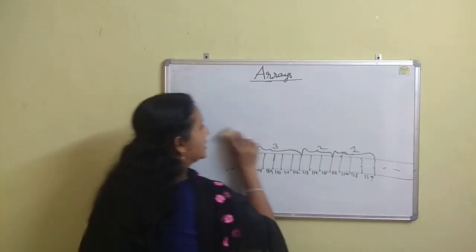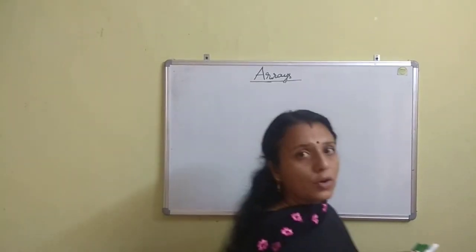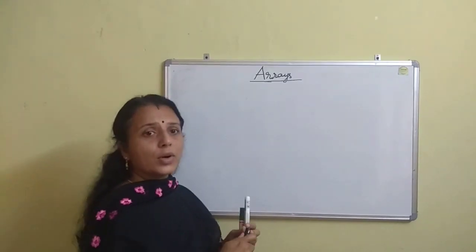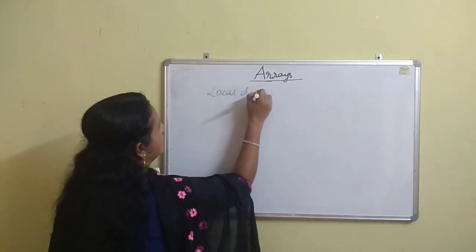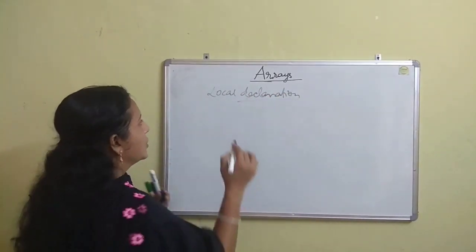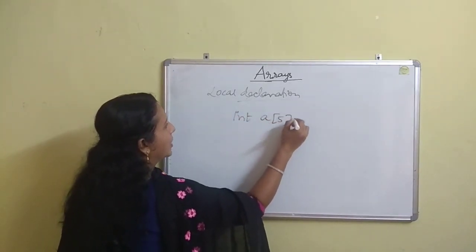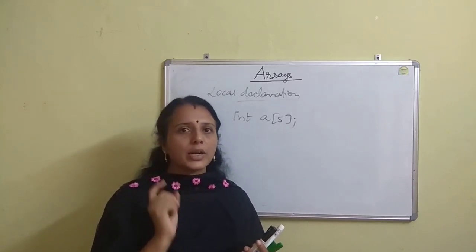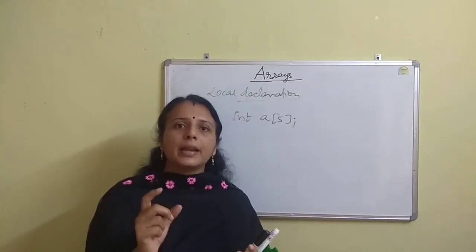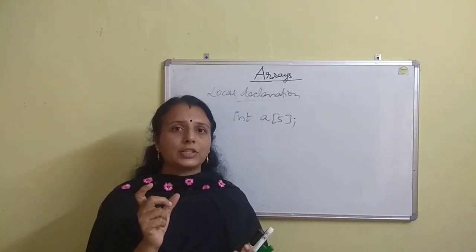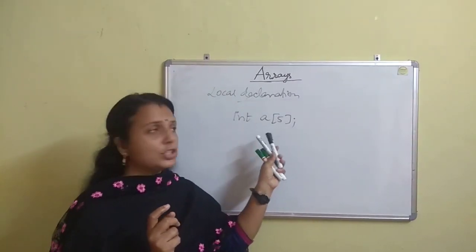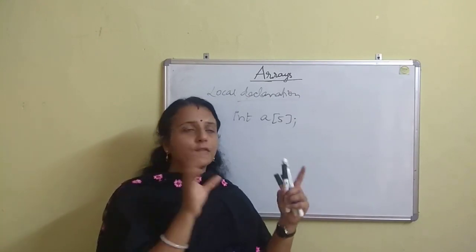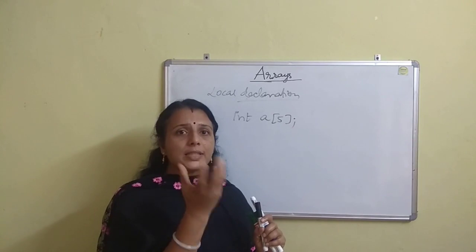Now let us see how this array is declared locally and how this array is declared globally. An array can be declared in two different ways: local declaration and global declaration. So let us see the local declaration. Local declaration means declaring an array inside a method, inside a function. Global declaration means declaring an array outside a method, outside a function. So when you declare an array inside a function like this, int A[5], the size of the array is 5, so it is going to allocate 5 different cells for this array: a continuous block of 5 cells for array A.